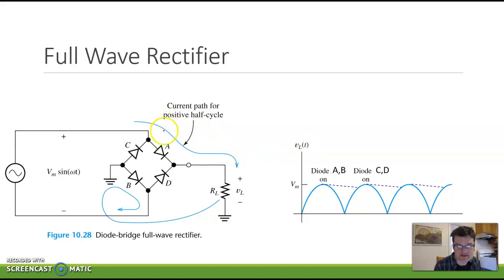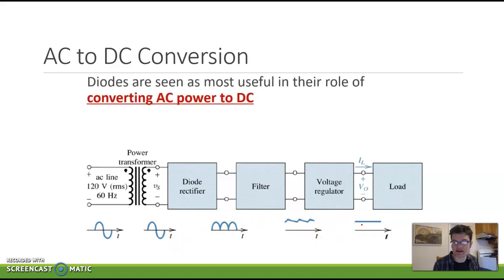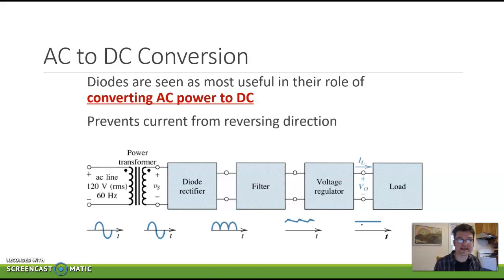Now, if I wanted to go even crazier, I could do something called a full wave rectifier. This is actually one of the things that I worked on when I was in college for my final project before I graduated. These things start to get crazy. And the nice thing about this is we're using both sides, the negative and the positive side, so we can actually get it more and more like a DC circuit in the end. But the biggest thing here is you need to know that diodes are useful in their role of converting AC to DC because they prevent that current from reversing direction and keep it at steady voltage.